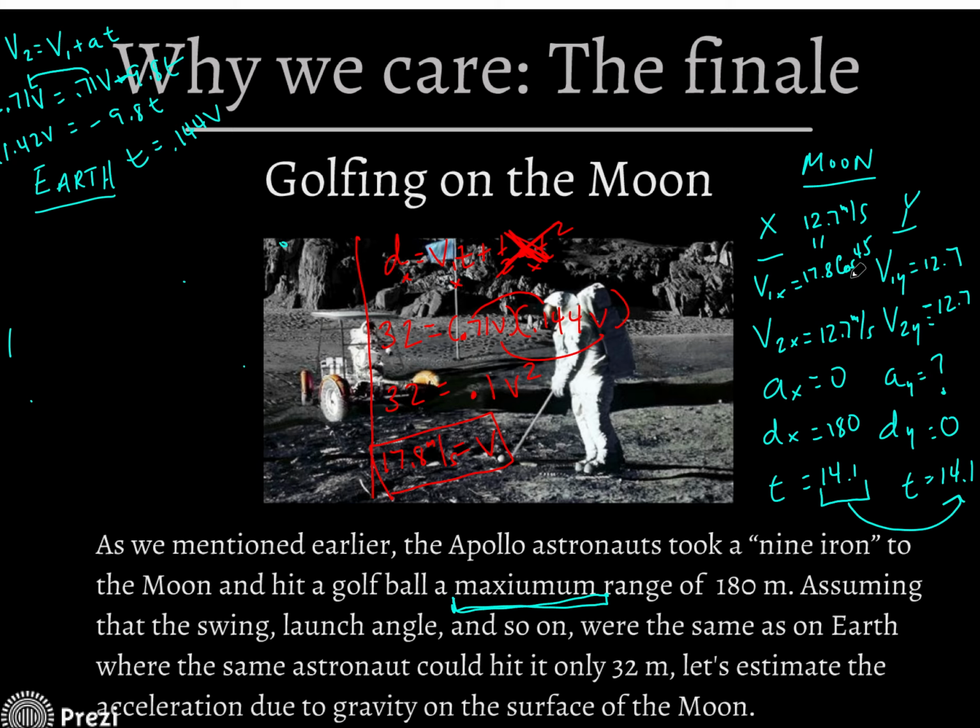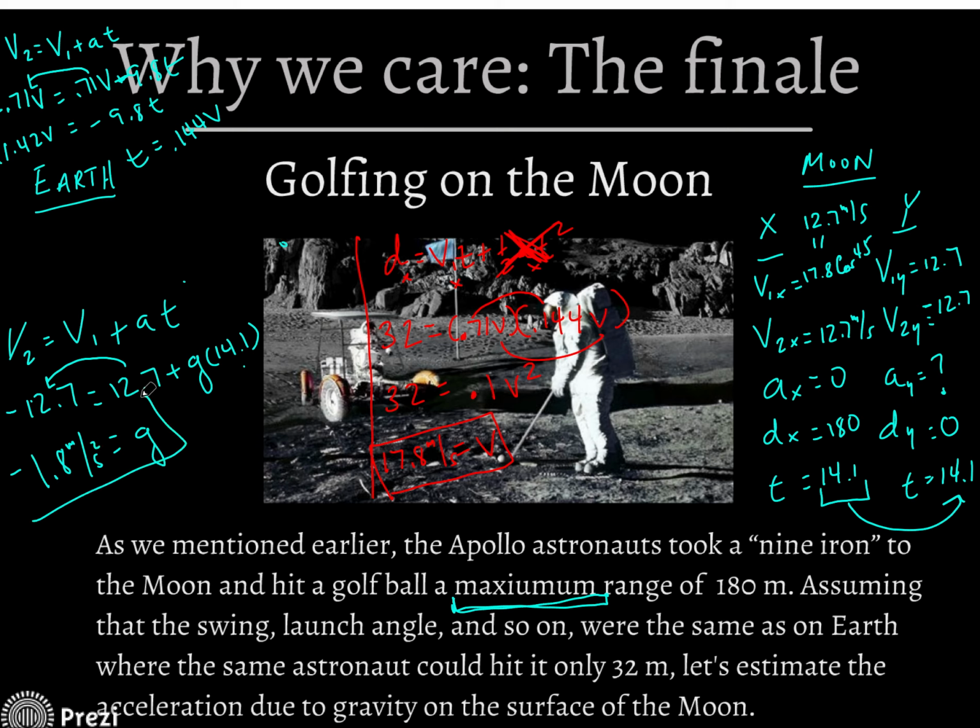Well, you know, we have basically everything. So why don't we just use the easiest one, which is V2 equals V1 plus AT, right? We know that V2 is going to be negative 12.7 meters per second. We have it right over here. This over here is going to be 12.7 plus G on the moon, gravity on the moon, times 14.1. Okay, again, we bring this over to the other side, divide by 14.1, and this time I get a G on the moon of negative 1.8 meters per second squared.